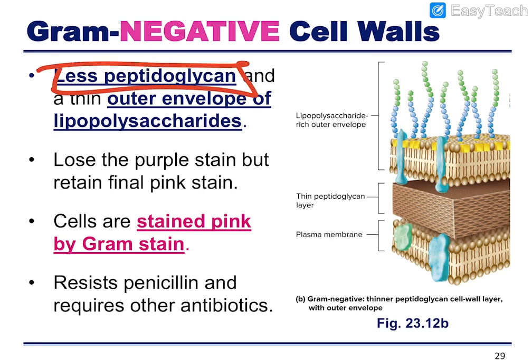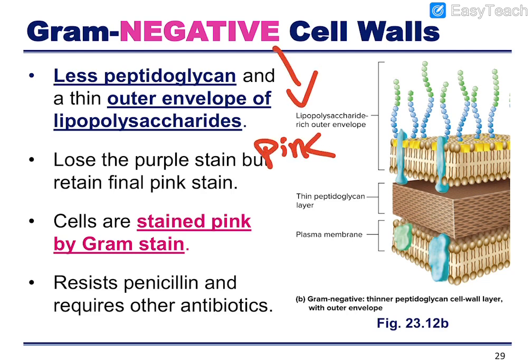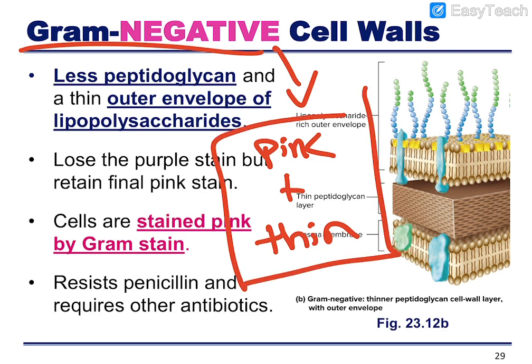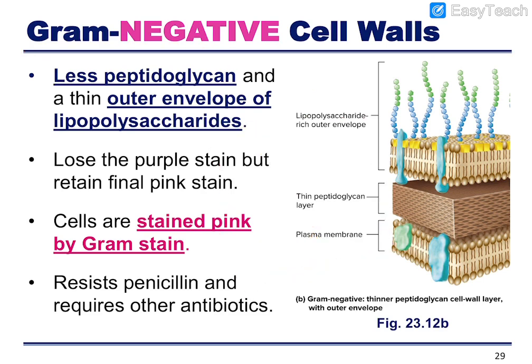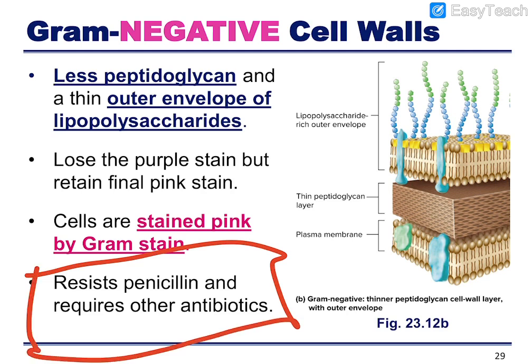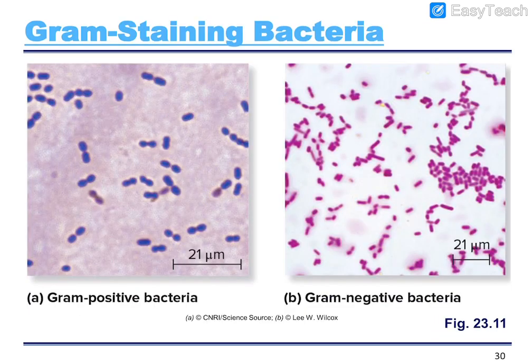Now, gram-negative cell walls. There's less peptidoglycan and a thin outer envelope of lipopolysaccharides. So like I said before, gram-negative stains pink. And it will also be thinner. So when you're talking about gram-negative, think pink and thin. They are also able to resist penicillin, and they require other antibiotics. So they are penicillin-resistant bacteria.